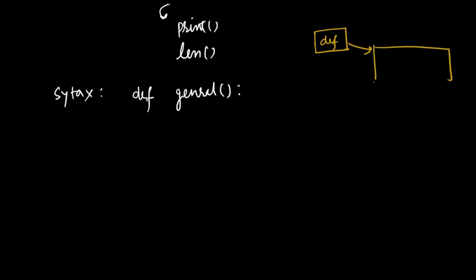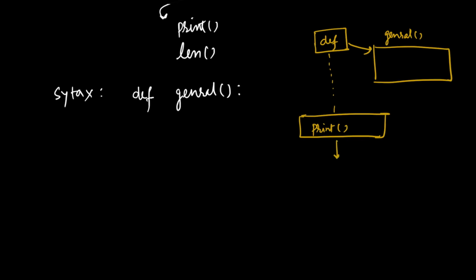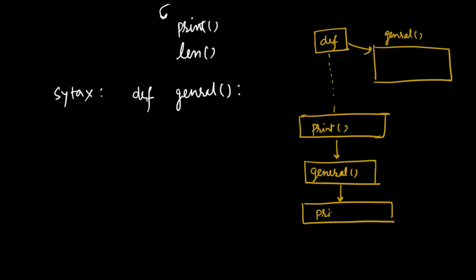Then you define your function here, so general. After that you may have some iteration, say print, and then say you call your function here. Then one more iteration, and then in another iteration, say you are calling the function again. So how will it work?